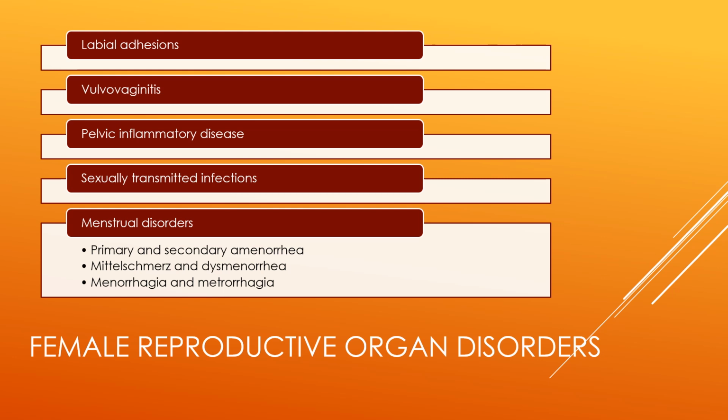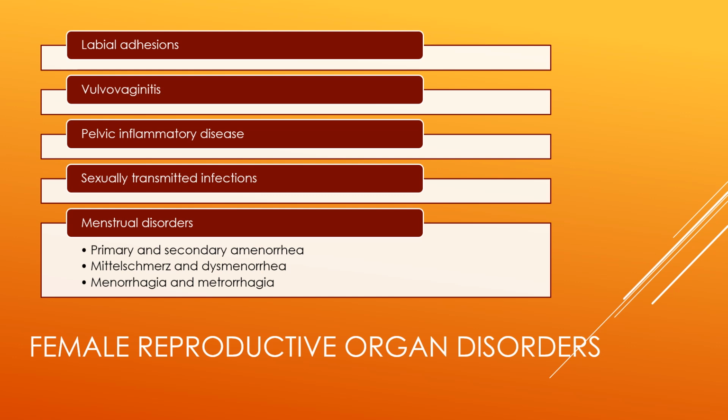All right, briefly, we're going to talk about female reproductive organ disorders. Labial adhesions is a partial or complete adherence of the labia minora that could result in urinary stasis behind the labia. So if you can just picture those, the lips of the labia, they're stuck together, meaning no urine is coming out, and it could create some stasis.